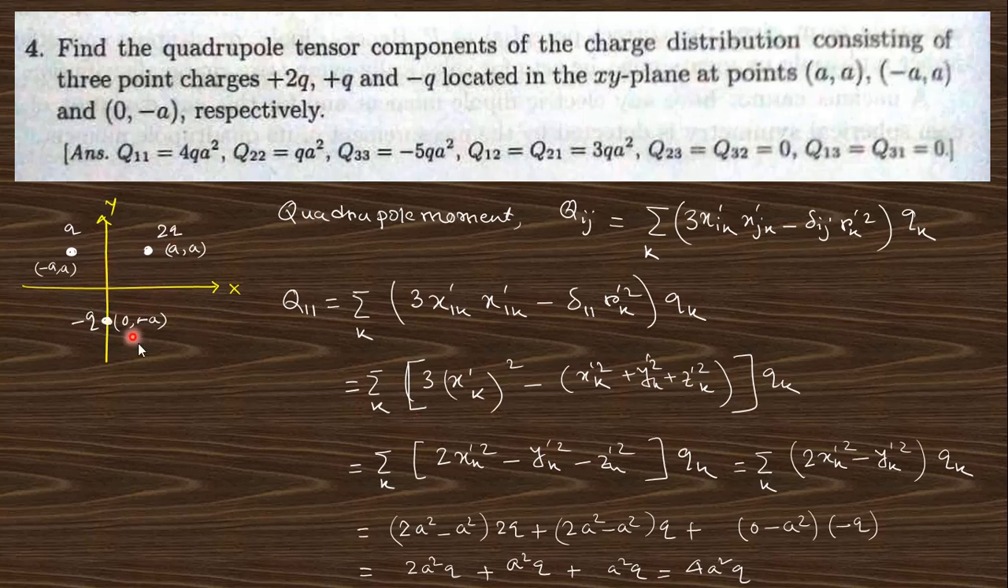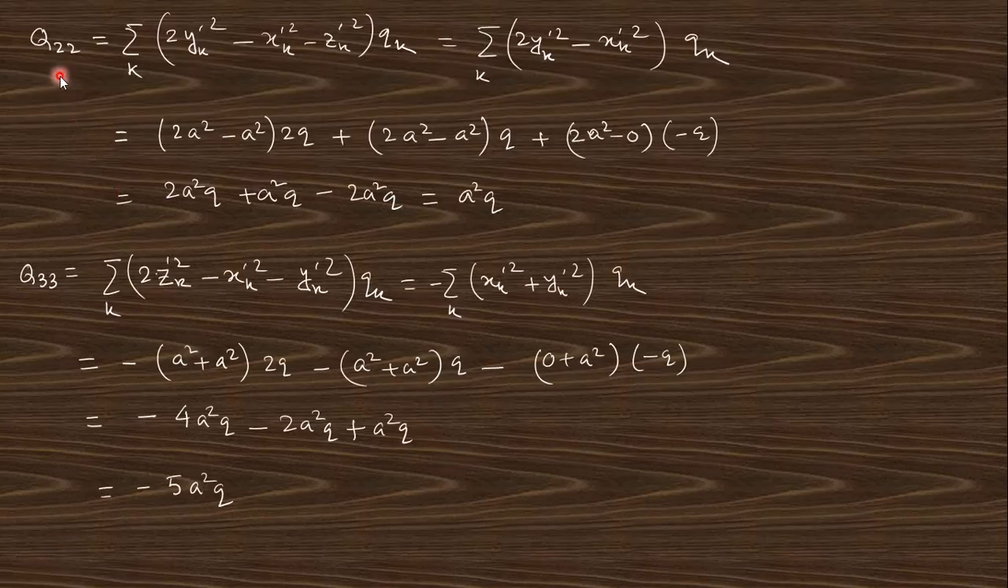Since this is in the xy plane, z is 0. If you put this value 0, you will get 2x square minus y square, right? Now if you take this point, x is a, y is a, so this will be 2a square minus a square, and the charge will be 2q. Similarly, for the second point, this is 2a square minus a square into charge q, and for this point, x is 0, so 0 minus a square, and finally we get this.